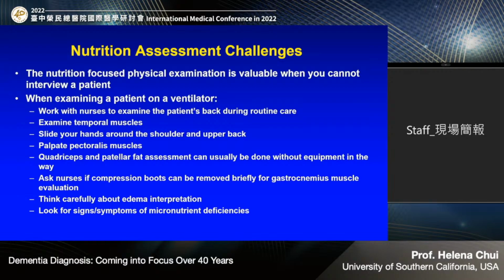You can ask the nurses if the patient's wearing compression boots to prevent a deep vein thrombosis. Can those be removed briefly for gastrocnemius muscle evaluation? You want to think very carefully about the edema interpretation. Is this truly nutritional edema, or is this from some other reason? For example, the patient is post-op and required a lot of fluids during the surgery. You also want to look for signs and symptoms of micronutrient deficiencies during the evaluation.